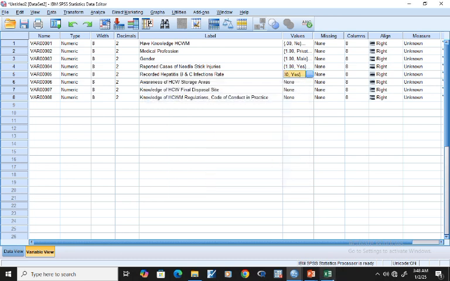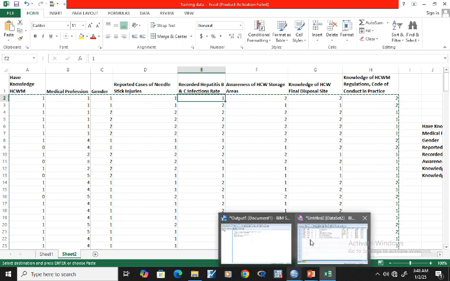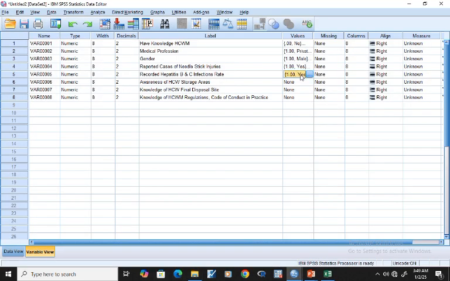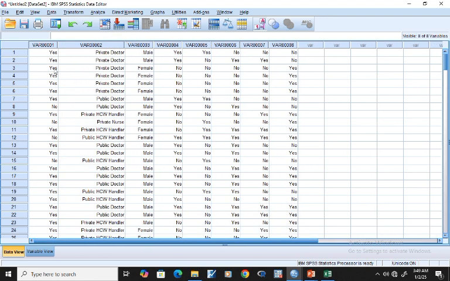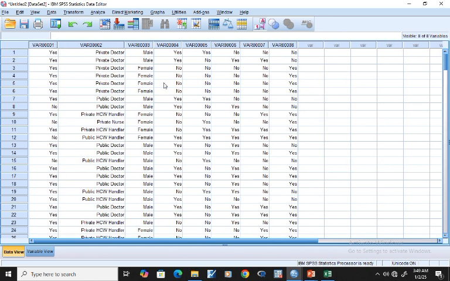Awareness as well. What are the levels of awareness we have there? 2 and 1. So similarly, since we have these 1 and 2, they are of the same code, all we just need to do is copy this and paste. As I said, this is categorical data, and categorical data is one of the types of examples of nominal data.